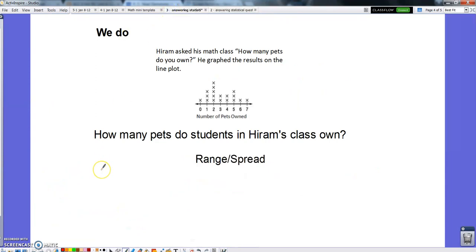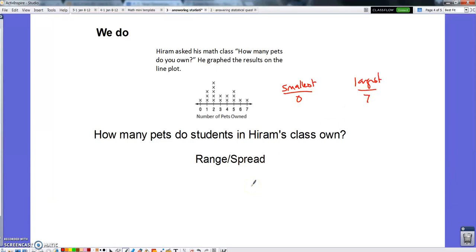Today I want to find the range of pets in Hiram's class. So I need to know the smallest, which in this class is 0, and the largest observation, or largest data point, is 7. Somebody's got 7 pets. Whew, that's a lot of pets.